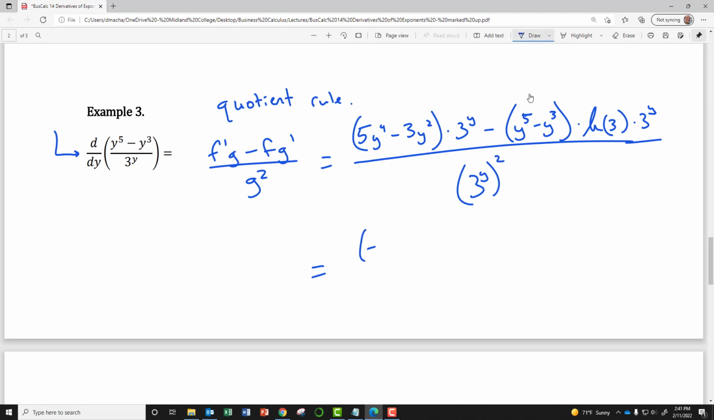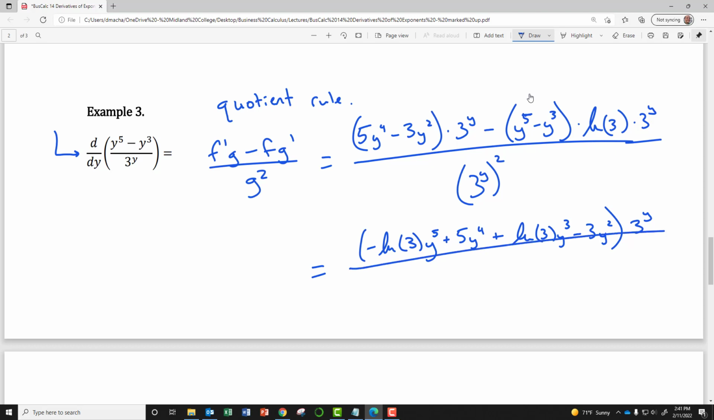And maybe I'm being a little bit too picky right now about cleaning up your answer, because we've already technically come to the answer of the derivative right above here. But I'm just trying to show you, if you wanted to make this a little bit nicer, a little bit more simplified, you might write negative natural log 3 times (y to the 5th plus 5y to the 4th) plus natural log 3 times (y to the 3rd power minus 3y squared), all times 3 to the y power.